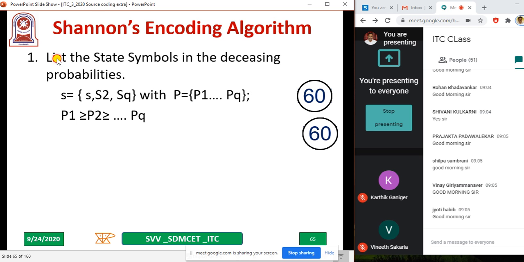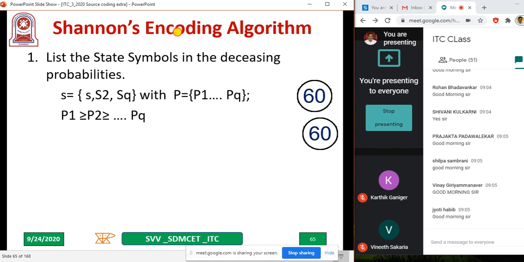First, what you have to do: list the source symbols in descending order of probability. Somebody may be getting a doubt, why? It is suggested by Shannon. That's why it is called the Shannon encoding algorithm. Sir, can we do it differently? Do it, check the efficiency. If it is very good, give your own name. You can use Kallappa algorithm, Mallappa algorithm, Basappa algorithm, no problem. But efficiency should be good. Then only you can do it.